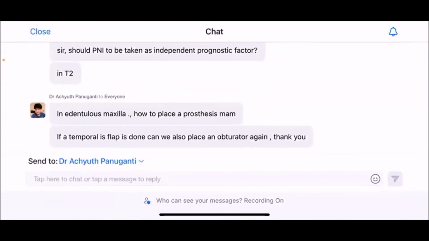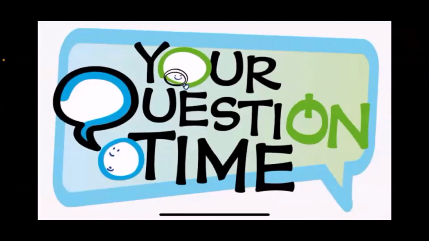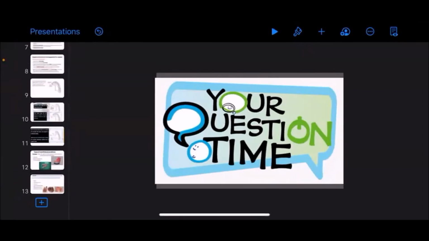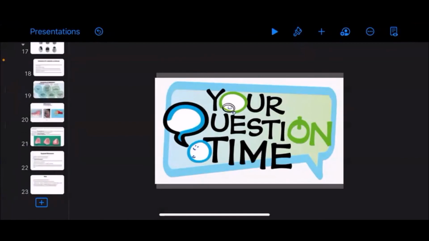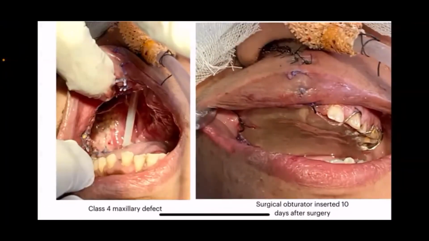Yes, as I mentioned, if there are any surgical failures, the obturator can be given in such cases also. Like the case which I showed you, I'll display it again. This patient also got the temporal flap done, but because of the recurrence, we had to perform the surgery again, and after this, the surgical obturator was placed.